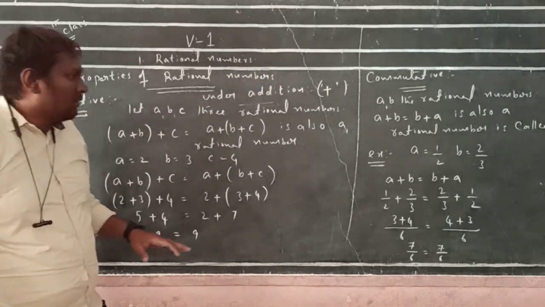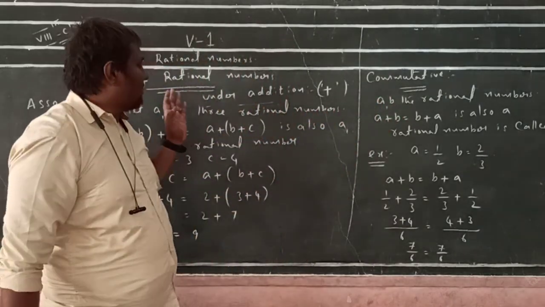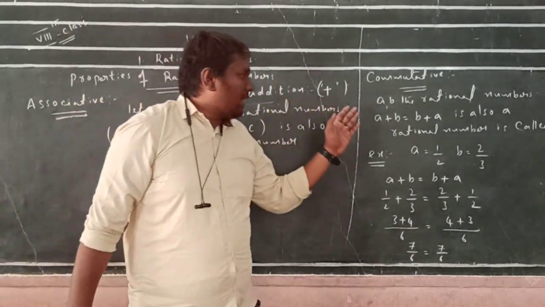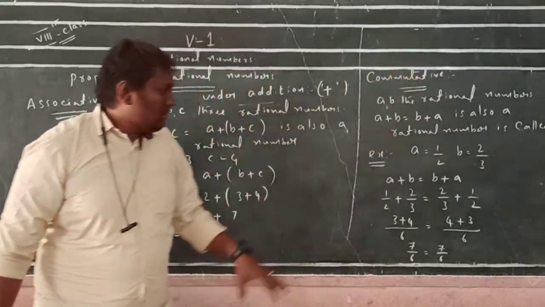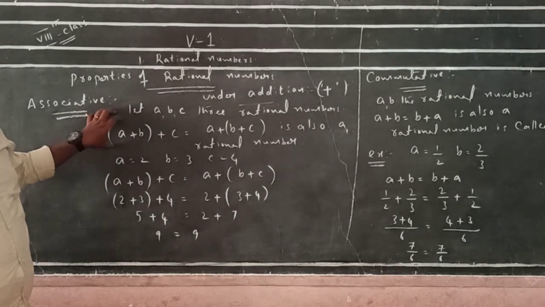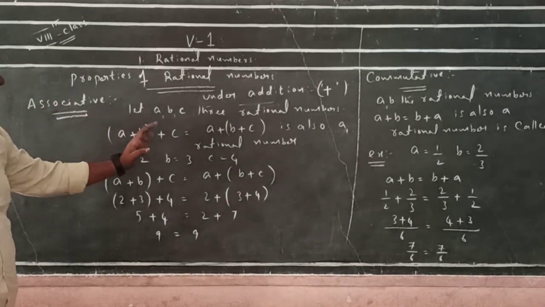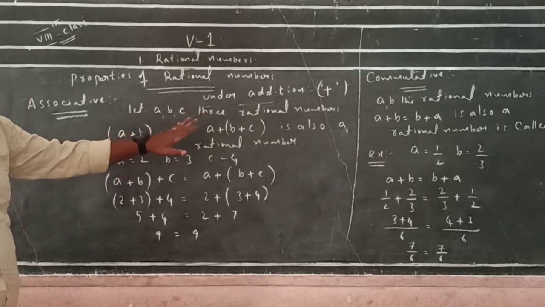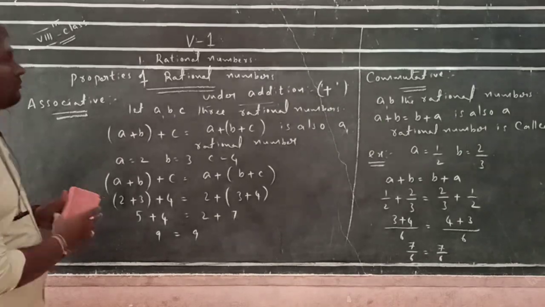Here you can take two rational numbers, and here you can take three rational numbers. Here A plus B equal to B plus A is the condition of commutativity. This is the condition of associativity: (A plus B) plus C. You get the same answers in LHS and RHS.